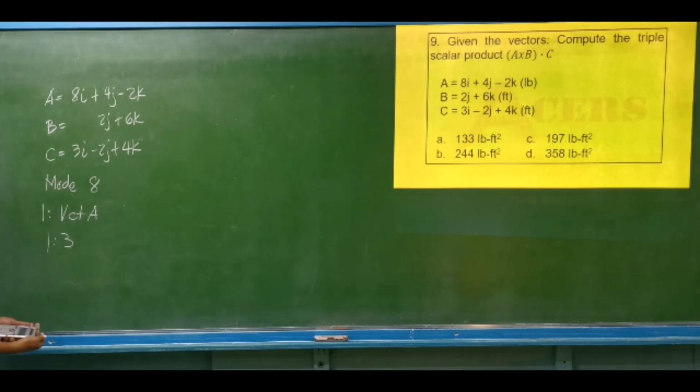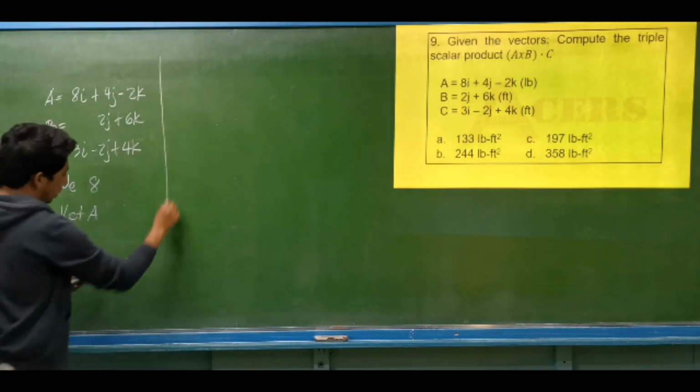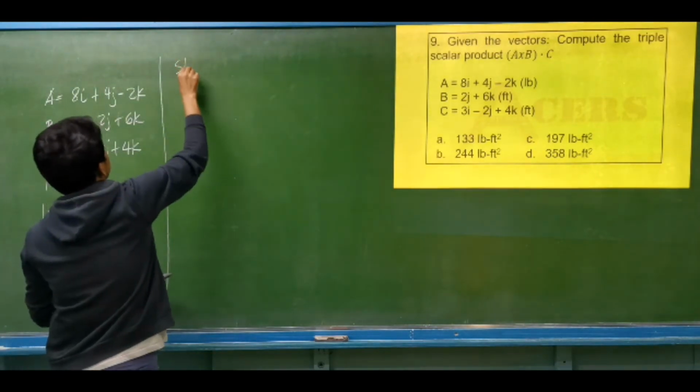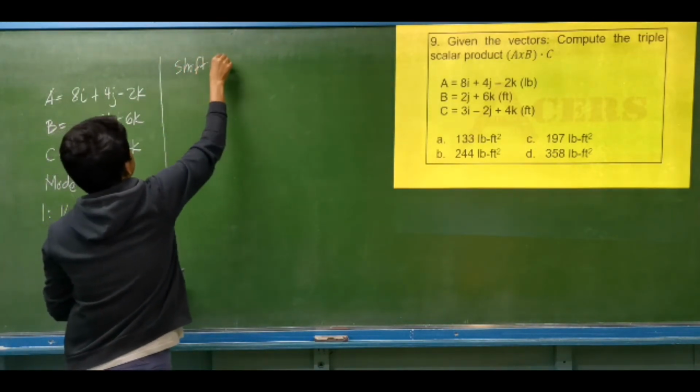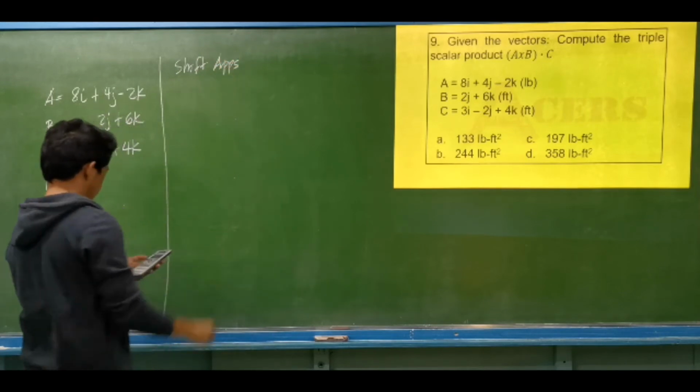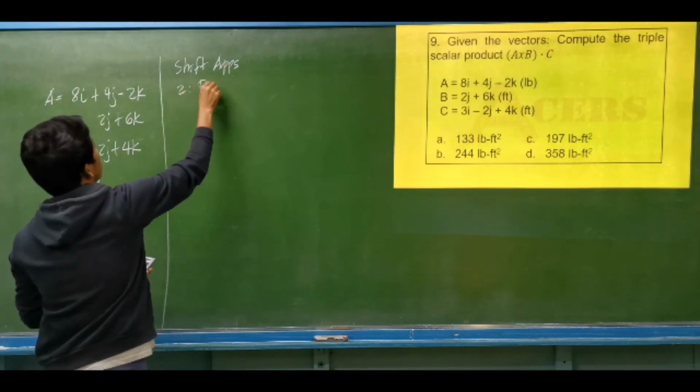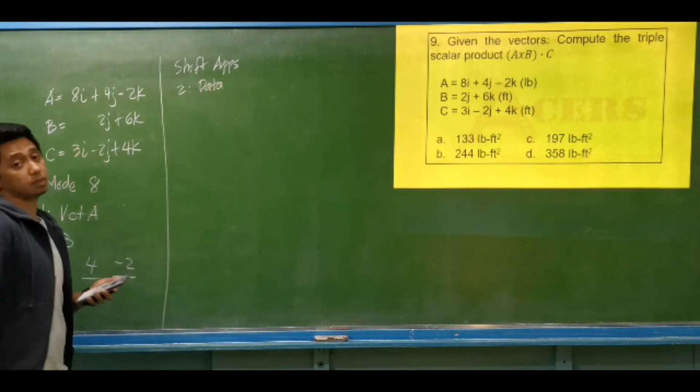Then let us input the elements of vector A. The elements are 8, positive 4, then negative 2. So we have 8, 4, negative 2. After entering the data for vector A, you press shift ups. Then choose number 2 to input another set of data.